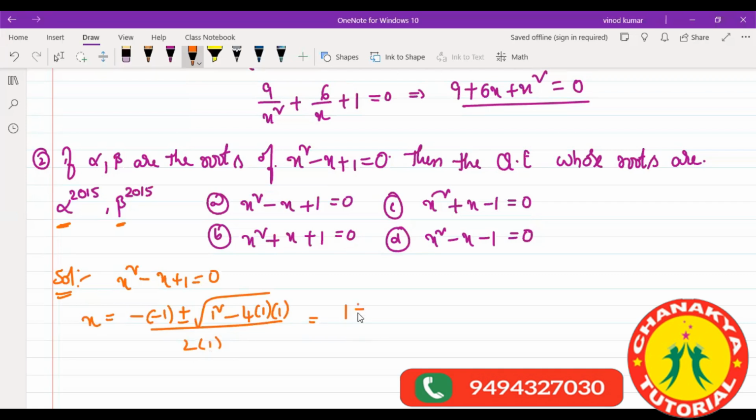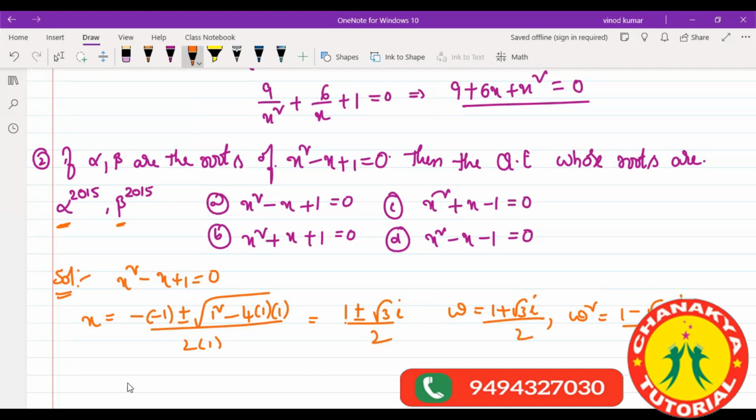Here it is 1 plus or minus root 3i by 2. We know the cube roots of unity: omega equals minus 1 plus root 3i by 2, omega square equals minus 1 minus root 3i by 2. This is alpha, this is beta, we got. Compulsorily a minus sign is needed, so we have minus omega and minus omega square.